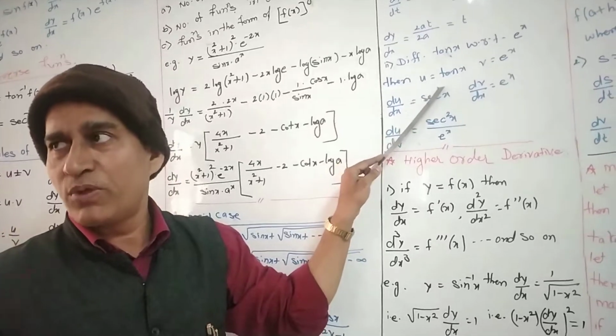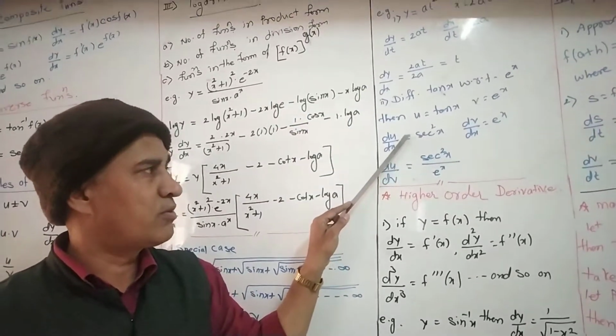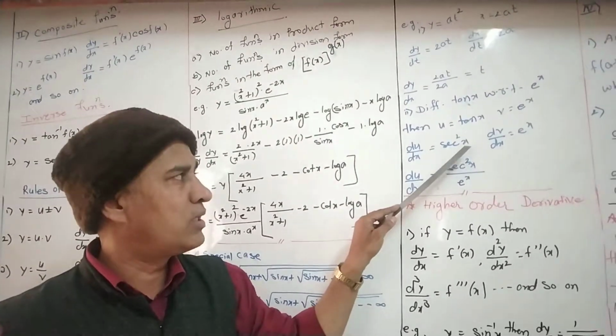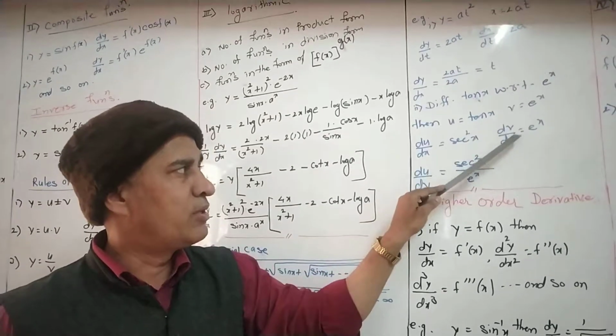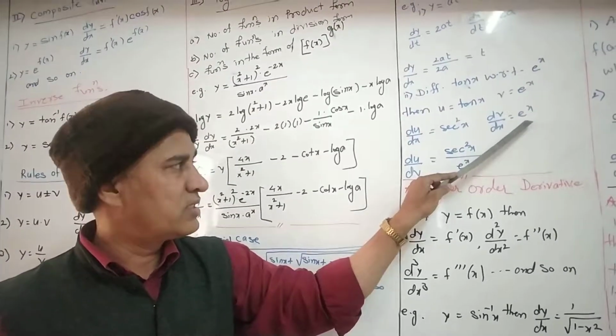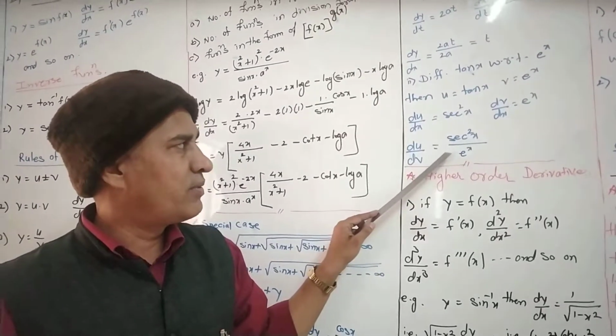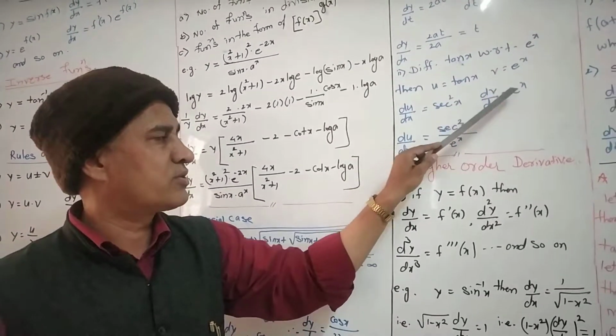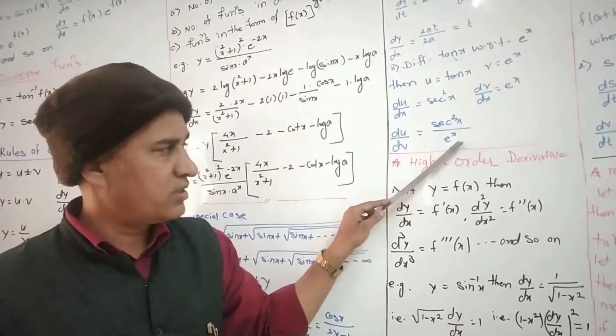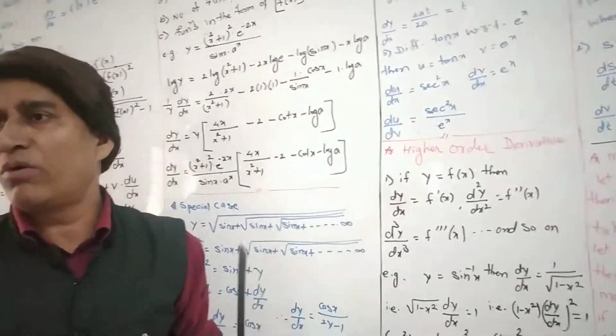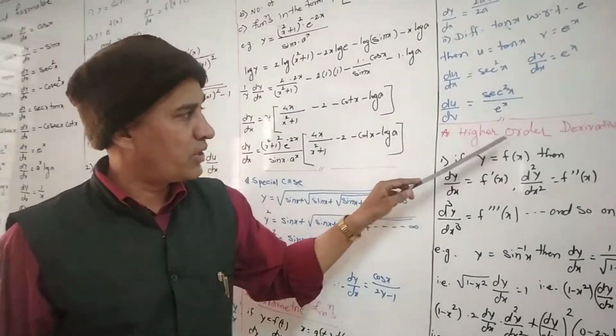The differentiation of u with respect to x is du by dx equal to sec square x, and dv by dx is equal to e to the power x. Then by the definition of a parametric function, we have du by dv is equal to sec square x upon e to the power x. Now, we are coming to the next topic, that is higher order derivative.